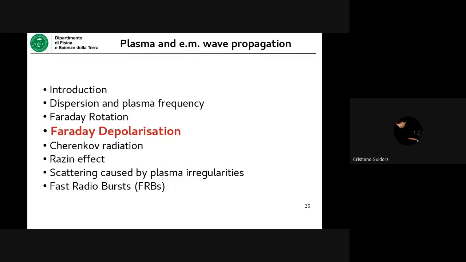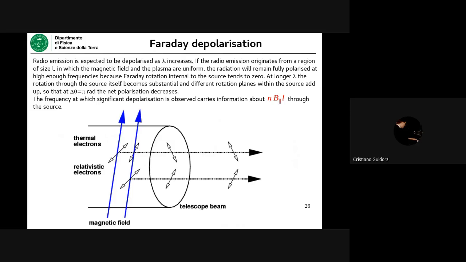So let's see now a closely related concept, which is Faraday depolarization. What is that? Well, suppose that the source of linear polarization is not just a point source, but an extended source. So the source is not now the plasma region crossed by the electromagnetic wave. We are thinking of the source itself of the electromagnetic waves, okay? Let's suppose it's not point-like, but the size of the source itself is not negligible.